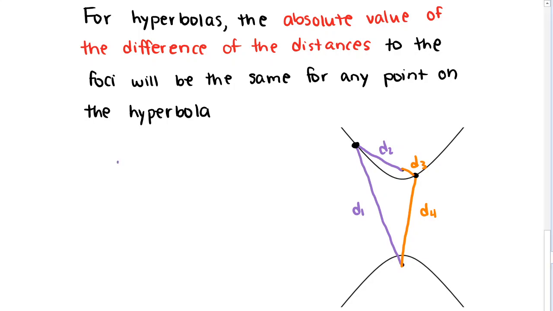The idea is that if I take the differences of these distances, and I'll write them in order, so D1 minus D2, and I look at D3 minus D4, these are going to be the same up to a sign. And so another way of saying it is that if you take the absolute value of D1 minus D2, you're going to get the same thing as the absolute value of D3 minus D4. The difference in the distances between the points on a hyperbola and the foci is going to be the same all the time, up to a sign.